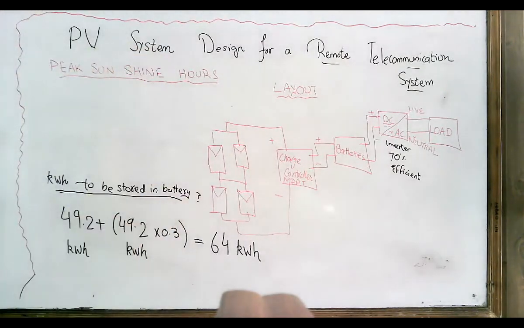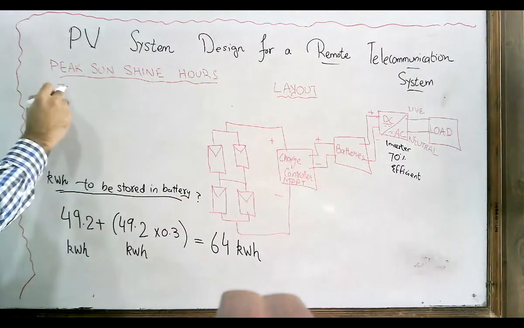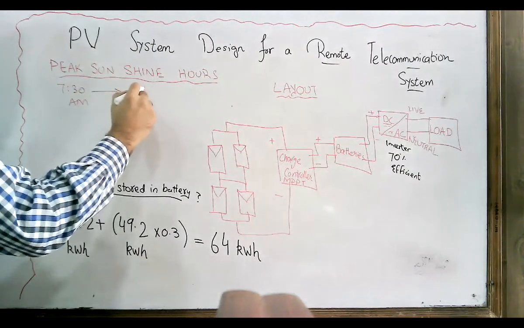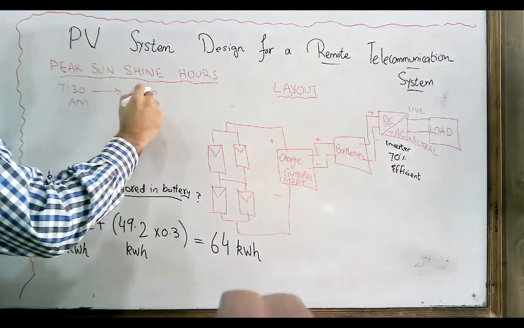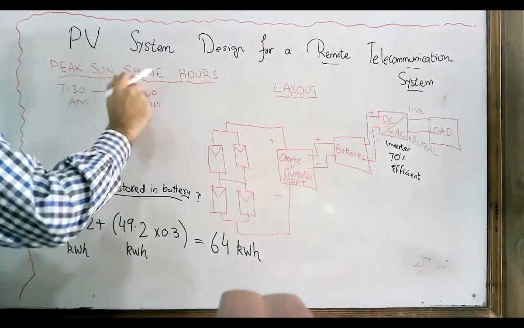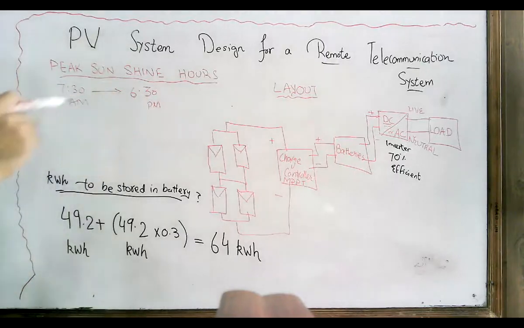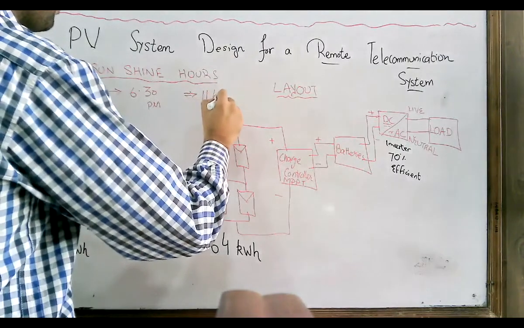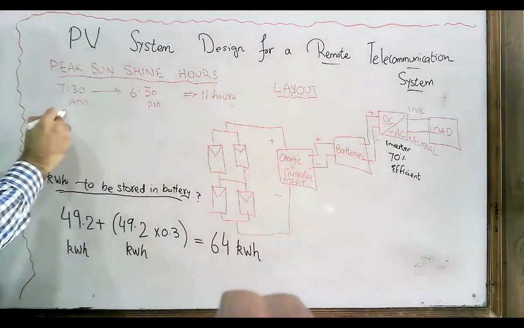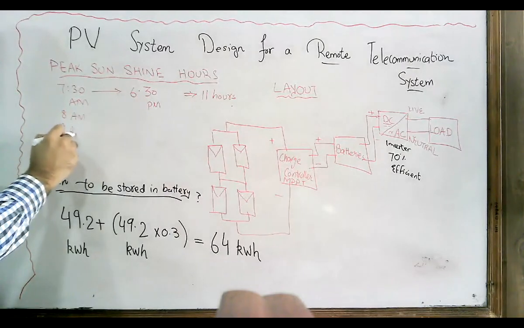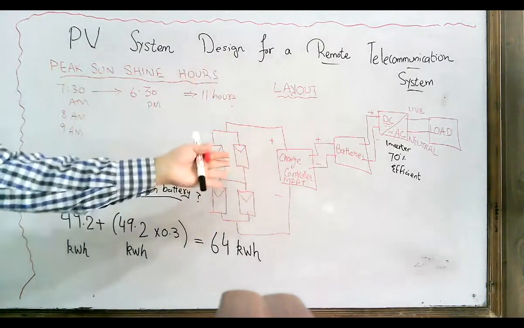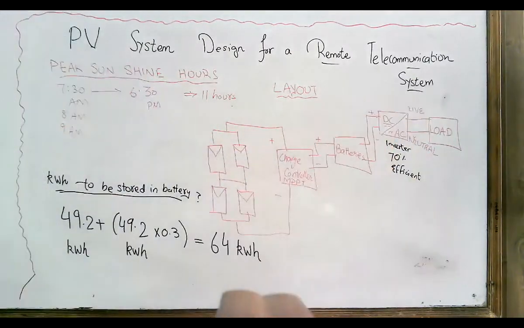In most countries, generally, the sun rises around 7:30 a.m. and sets at around, let's say, 6:30 p.m. So how many hours is there sunlight? It is around 11 hours. And you know that at 8 a.m., 9 a.m., sunlight is available. The sun is providing energy to the PV array, and the PV array is providing energy to the charge controller.